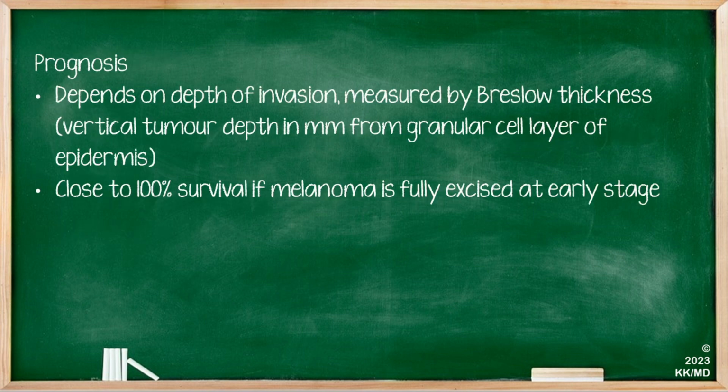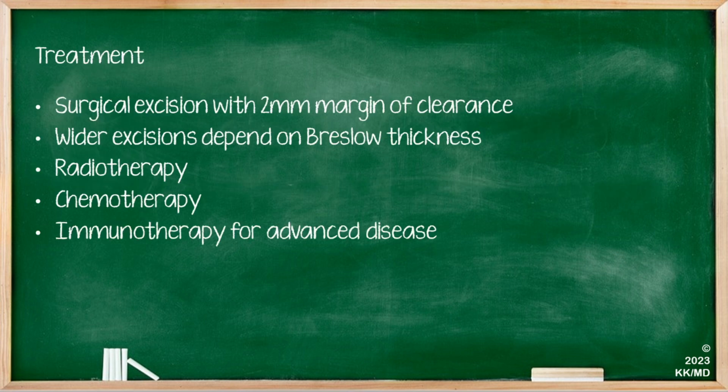Prognosis depends on the depth of invasion measured by Breslow thickness. This is the vertical tumour depth in millimeters from the granular cell layer of the epidermis. Prognosis is close to 100% survival if the melanoma is fully excised at an early stage. Treatment is usually with surgical excision, leaving a 2 millimeter margin of clearance. Wider excisions depend on the Breslow thickness. Radiotherapy and chemotherapy are used, and immunotherapy may be required for more advanced disease.